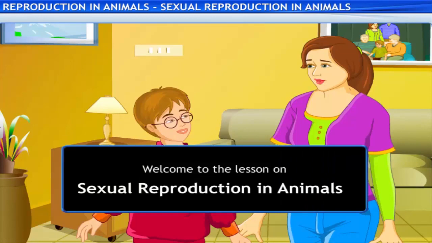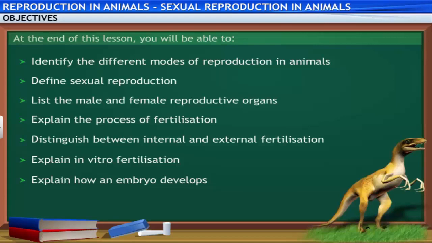Welcome to the lesson on sexual reproduction in animals. At the end of this lesson, you will be able to identify the different modes of reproduction in animals, define sexual reproduction, list the male and female reproductive organs, explain the process of fertilization, distinguish between internal and external fertilization, explain in vitro fertilization, and explain how an embryo develops.